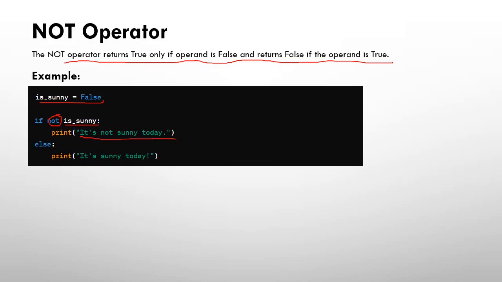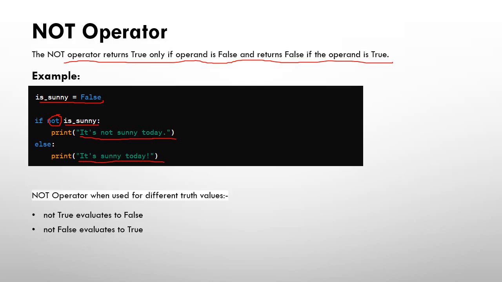However, if we would have assigned value true to variable isSunny, in that case, the NOT operator would have changed its value to false. So in that case, the else block would have been executed and the statement "it's sunny today" would have been printed on screen. NOT operator changes the value of true to false and false to true.